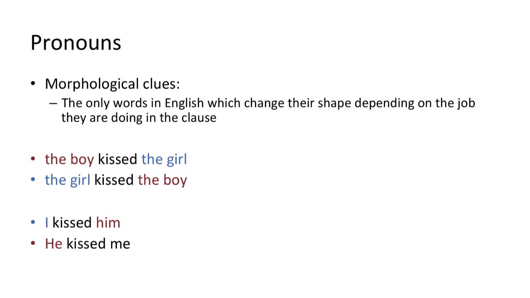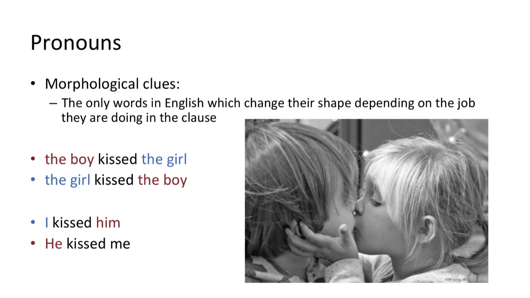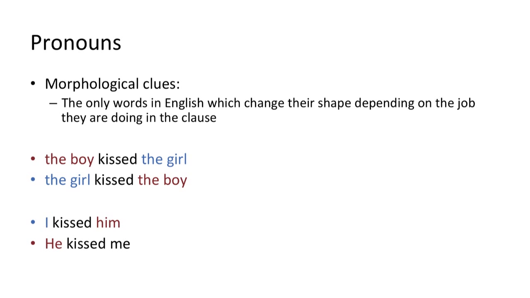Morphologically, pronouns are the only words in English which have a different shape depending on the job they're doing in a clause. If I say, the boy kissed the girl, then the boy is doing the kissing and the girl is being kissed. If I say, the girl kissed the boy, then the girl is doing the kissing and the boy is being kissed. But the only thing that tells you this is the order that the words come in. You can't look at the word boy itself and see whether it refers to the person doing the kissing or the person being kissed. With pronouns, however, you can.